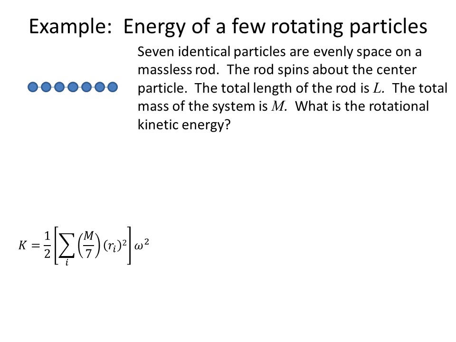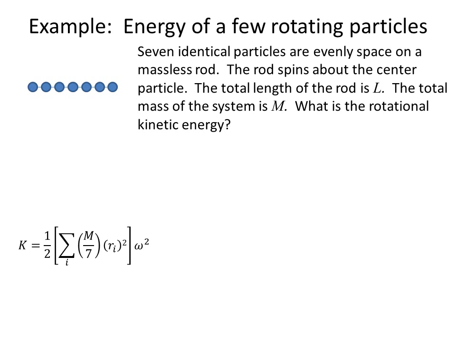Well, we can start writing it down that the kinetic energy is equal to 1/2 times the sum over all the particles, where we've taken the total mass of the system and divided by 7 to get the mass of one particle. So the mass of one particle times its distance from the axis squared ends up in the sum in the square brackets times the angular velocity squared.